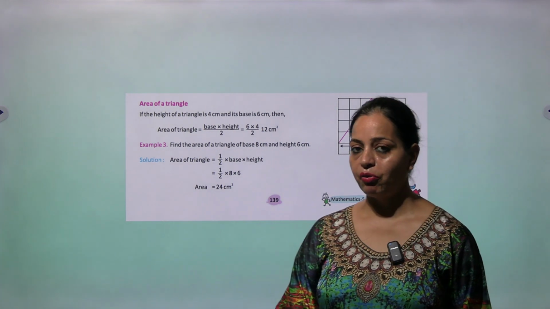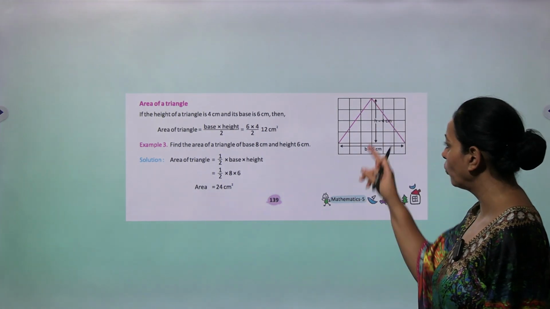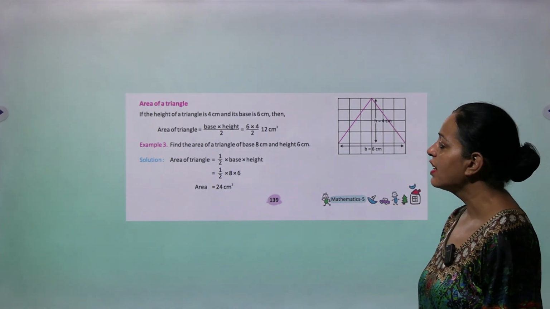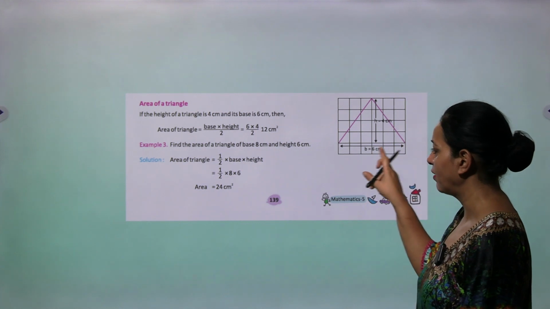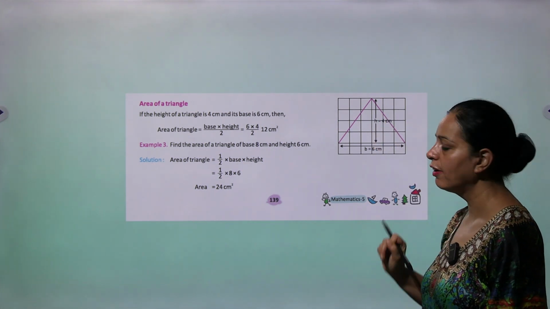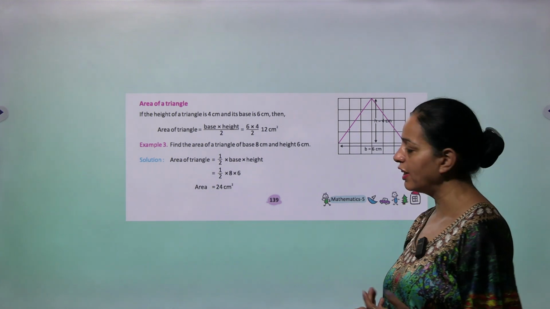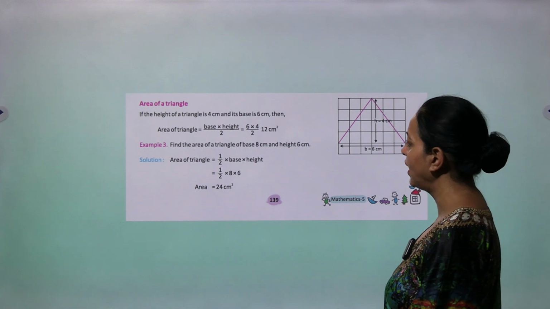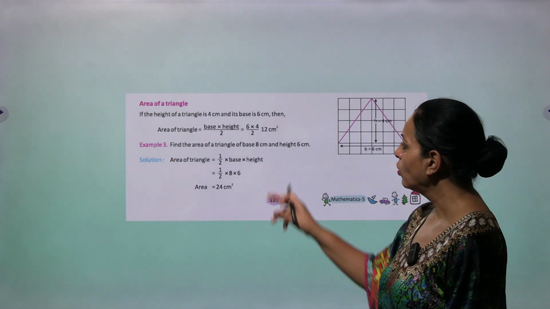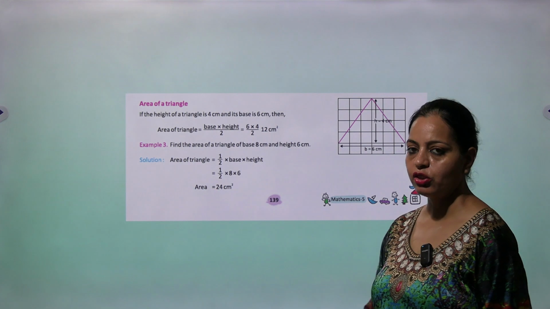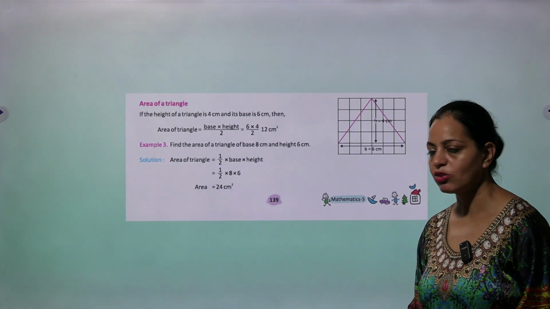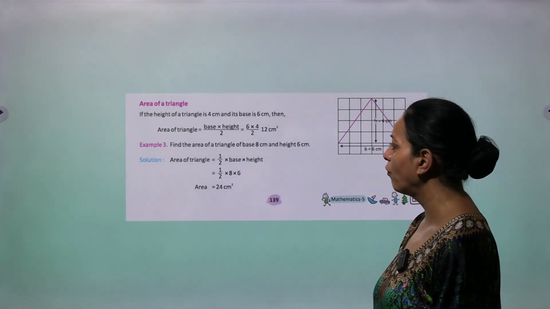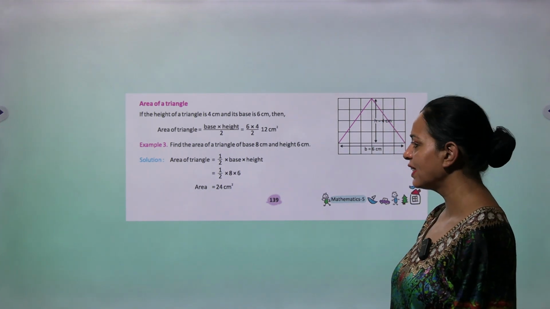Now area of a triangle, जब हम triangle की बात करते हैं, you can see this one. If the height of a triangle is 4 centimeter and the base is 6 centimeter, base के ऊपर height हमने ली है, और height always makes a 90 degree. Okay, so what is area of triangle? That is half into base into height. So that is 6 into 4/2, 12 centimeter square. Okay, so example 3, find the area of triangle of base 8 centimeter and height 6 centimeter.